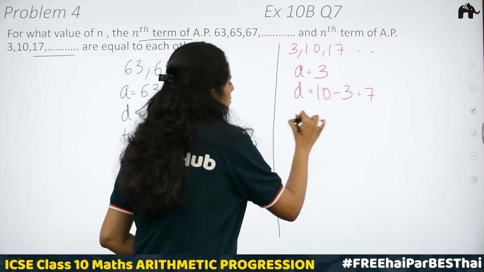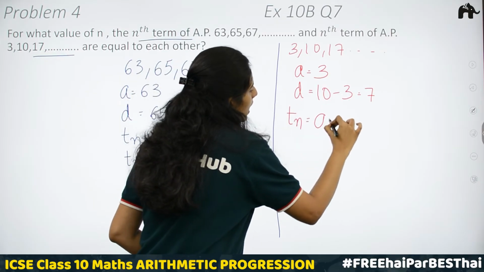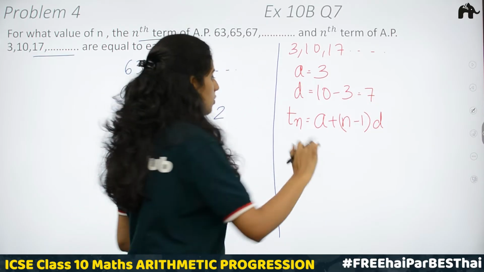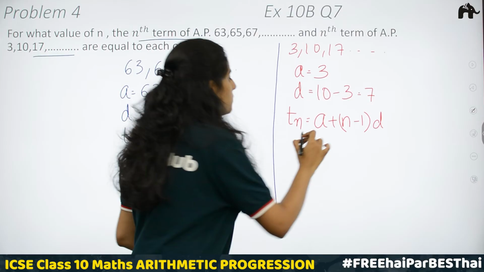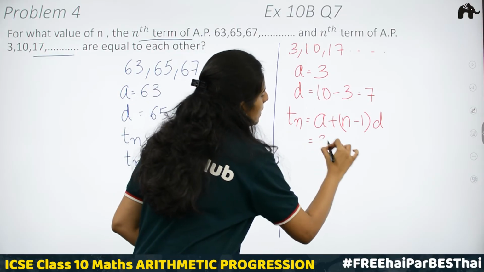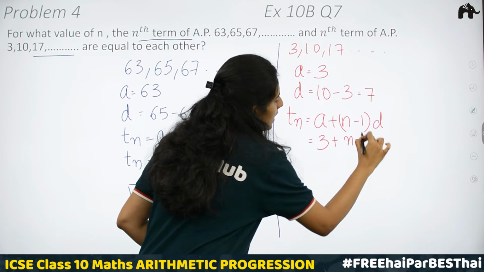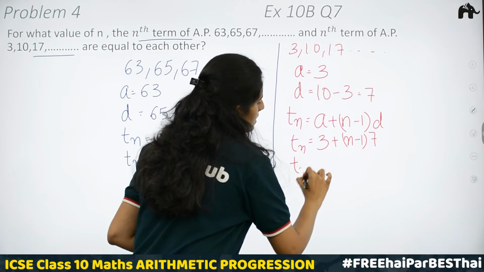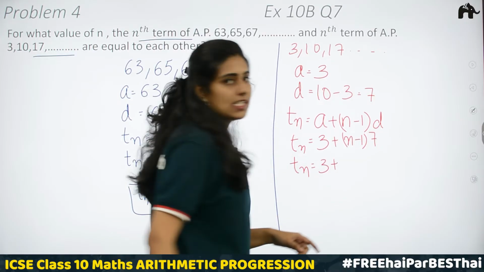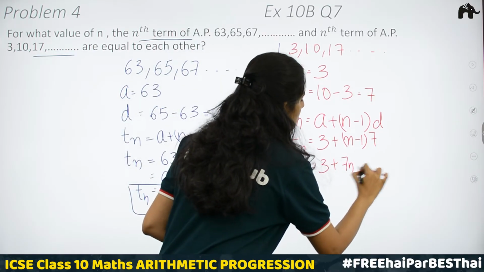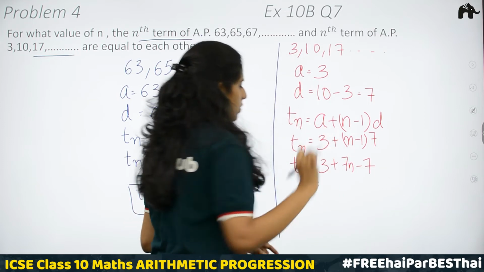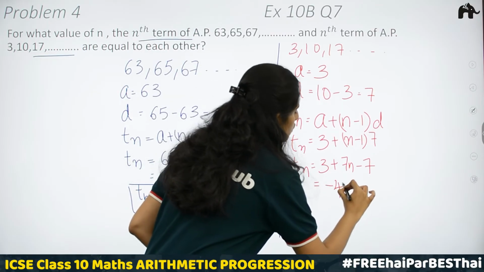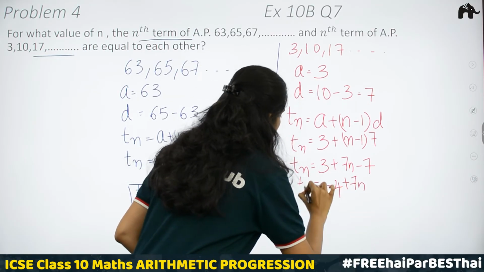We need the nth term, Tn. Tn is equal to A plus n minus 1 into D. Put the formula wherever you need. Don't miss it because it carries a mark. A is 3 plus, we don't know n, n minus 1 into D. Here D is 7. Therefore, Tn is equal to 3 plus, removing brackets and multiplying, we get 7n minus 7. That is equal to 3 minus 7, which is minus 4. Minus 4 plus 7n.